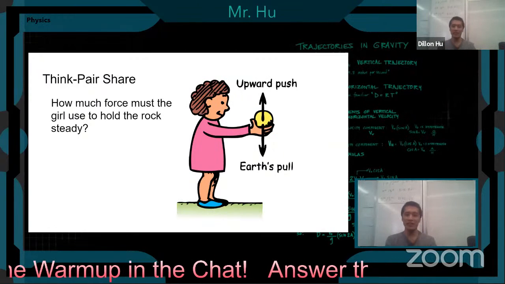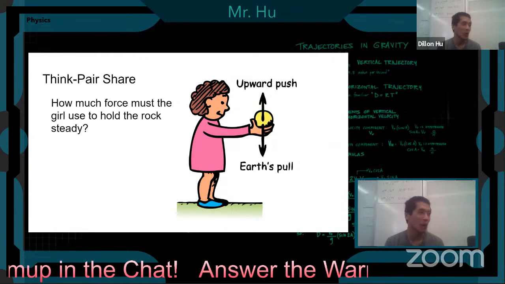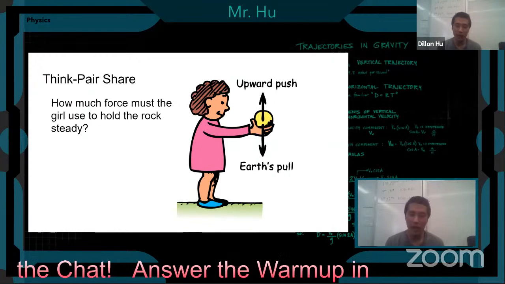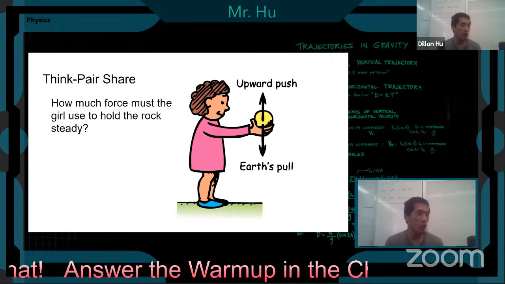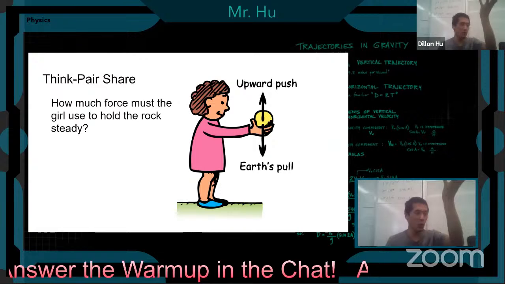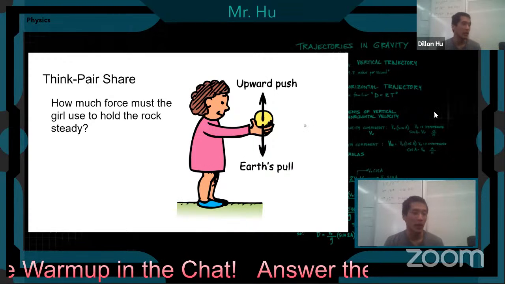Okay, so now you can see the example again. There's a girl, she's holding a rock, and the rock is being pulled down by Earth. So in order to hold the rock steady, the girl needs to hold the object with the same amount of force as the Earth's pull. So the net force needs to be 0. So the upward push force needs to be the same as the downward Earth pull force. So that's just a general idea.